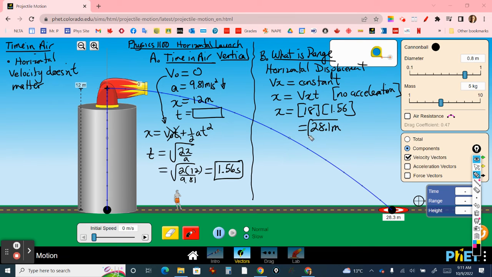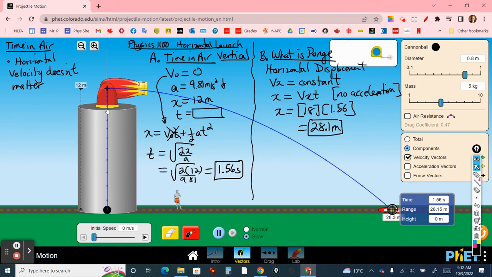So the time in the air is completely independent of horizontal velocity, and the range is determined by a constant speed sideways. It never ever changes. And if we put that tool over here, look at this, 28.1, 28.1. That confirms what I was saying.